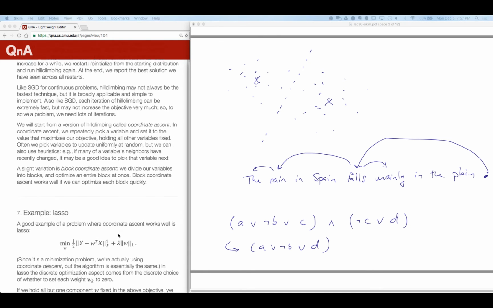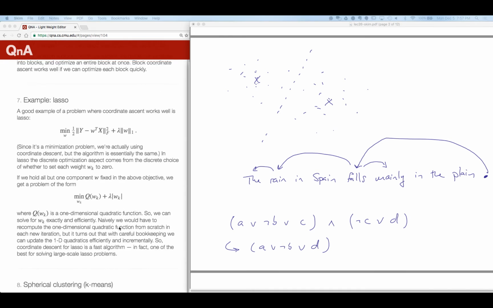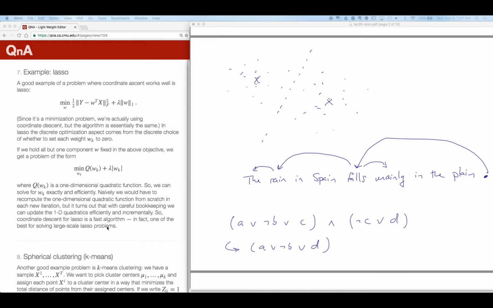So here's a problem that block coordinate ascent is good for, or actually ordinary coordinate ascent is good for. And that's the lasso problem that you've seen before, which is you have a regression loss like this. This is the sum of squared training errors, plus lambda, or a regularization term, times the one norm, the sum of absolute values of our weights. And this is a minimization problem, so it's coordinate descent as opposed to ascent.